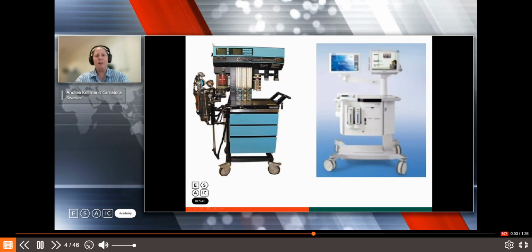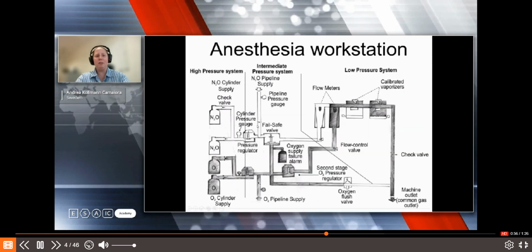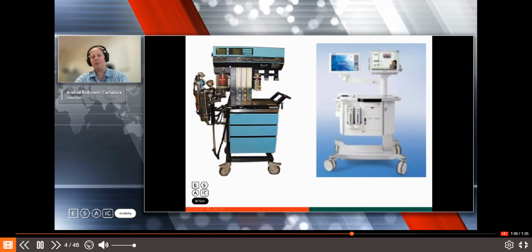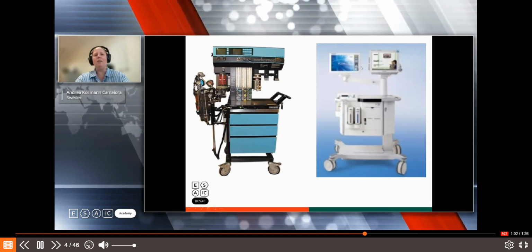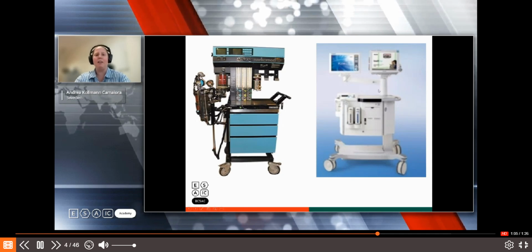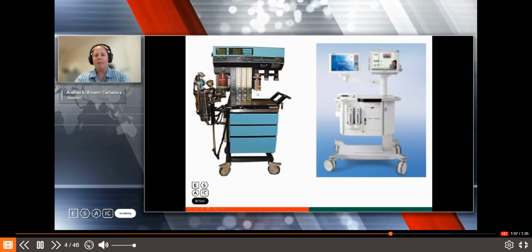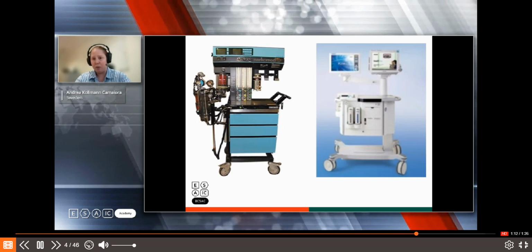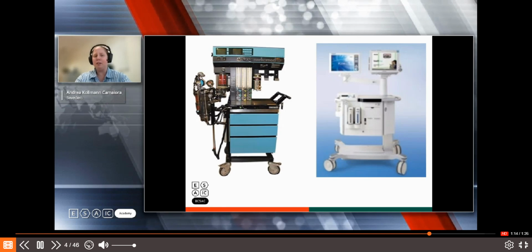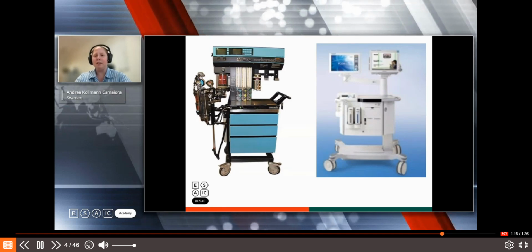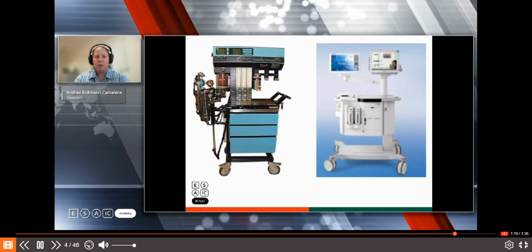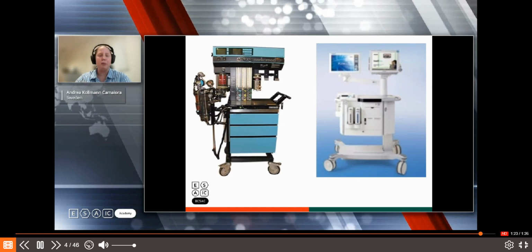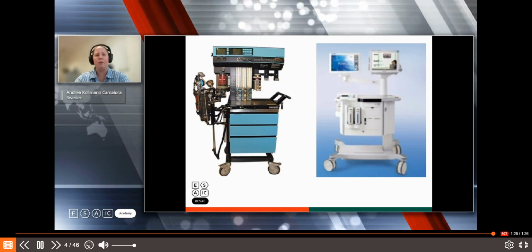And it doesn't matter if I give you this old machine, this old Narkomed from the 70s, or this very nice Maquet machine, because if you know how vaporizers work, you know the old and the new, and we'll go through them. If you know how the breathing circuits work, then it doesn't matter which machine you're working with that day. You know the concepts of how the individual parts work, and that's what we're going to go through.